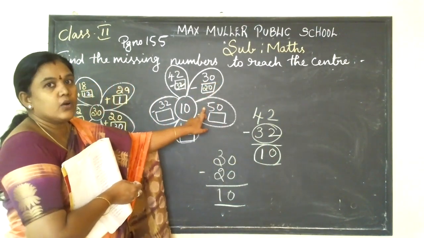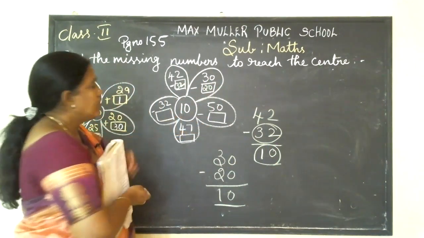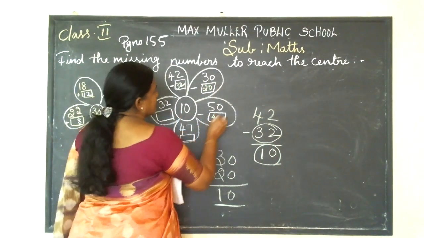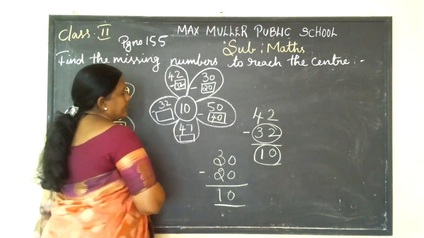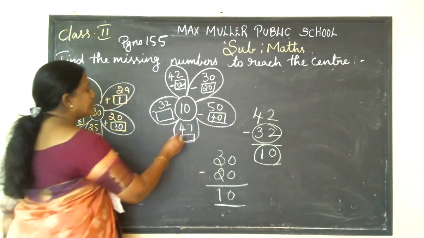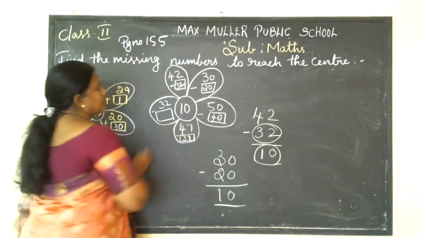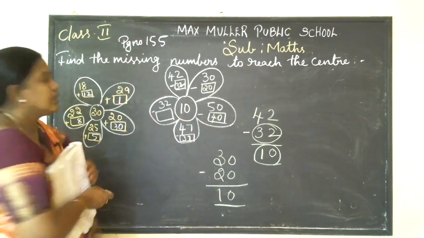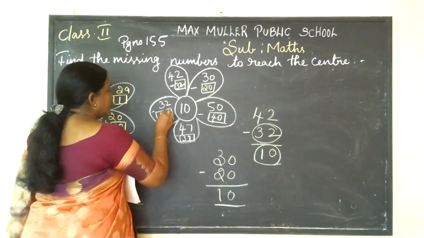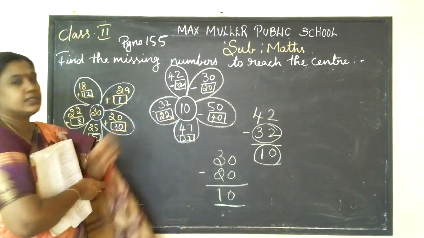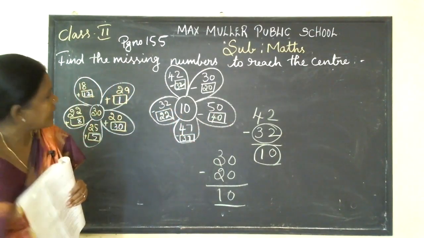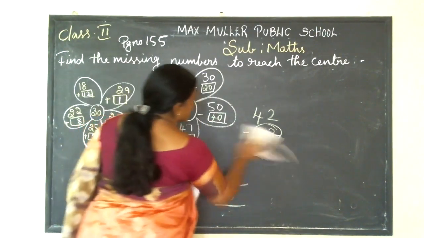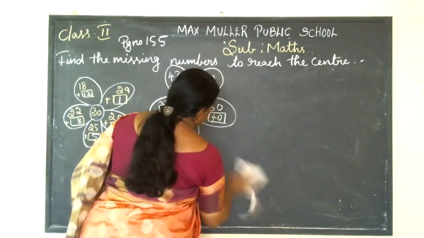In 50, how much do you want to take away for 10? 40 you want to take away. 47 means 37 you want to take away to reach 10. In 32, you want to take away 22, you will reach 10. Understood, children? Like that you want to do the find the missing numbers.